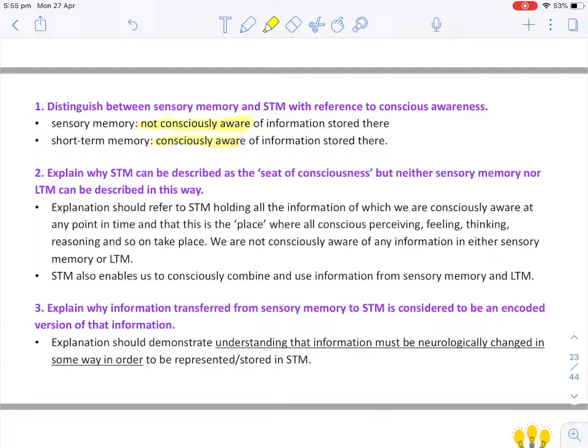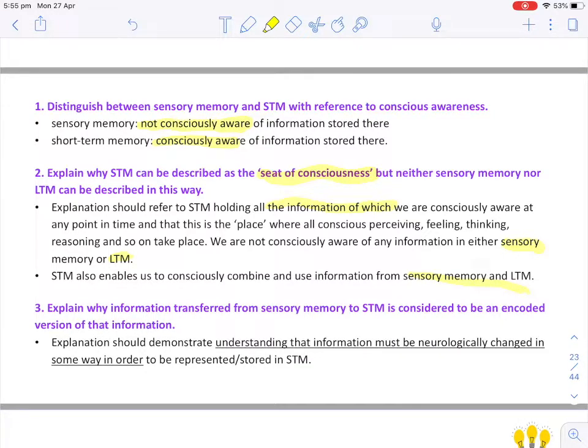Explain why short-term memory can be described as the seat of consciousness, but neither sensory memory nor long-term memory can be described in this way. So your explanation should have something to do with short-term memory holding all the information of which we're consciously aware at any point in time. So this is the place where all of our consciousness in terms of perceiving, feeling, thinking and reasoning are taking place. So we're not consciously aware of any information in our sensory or long-term memory. And short-term memory also enables us to consciously combine and use information from those 2 bits.